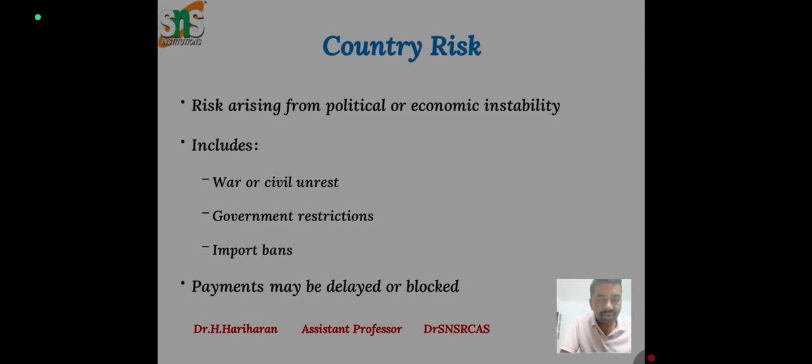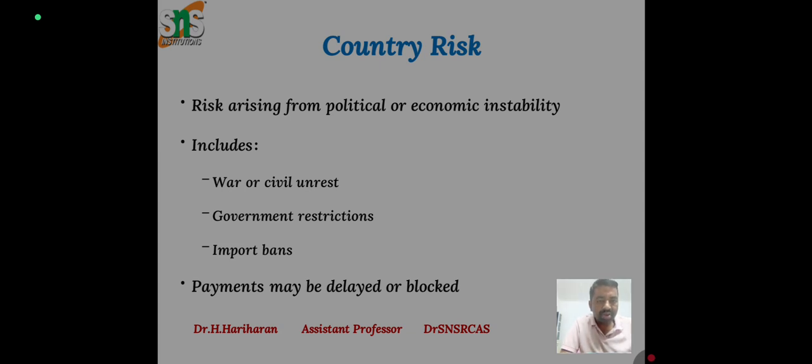Country risks. In import and export, two countries are involved, so definitely the policies, rules and regulations may differ. So it is a risk. Risk arises from political or economic instability. We can't focus only on our own country. Sometimes the other country's financial stability may go down, or its politics might have an issue. These are all some of the causes.